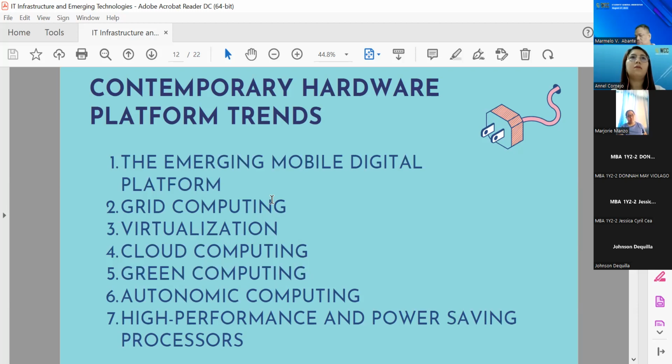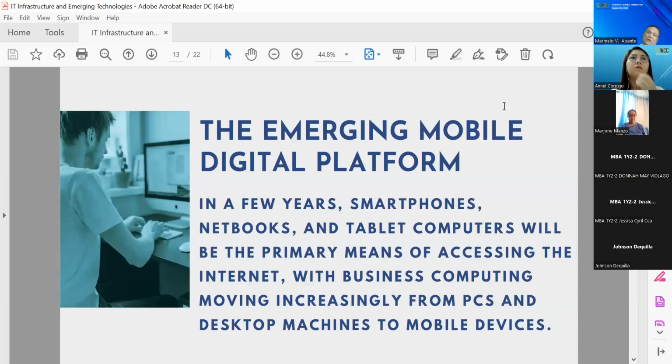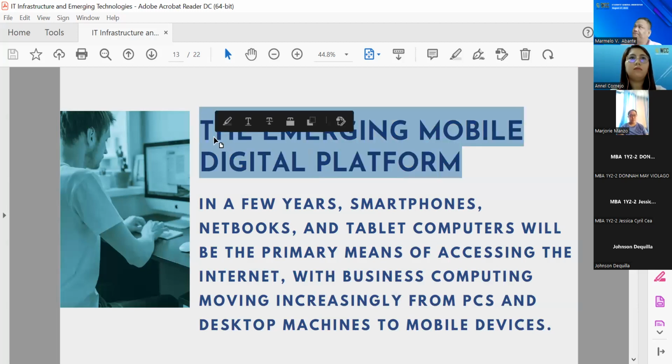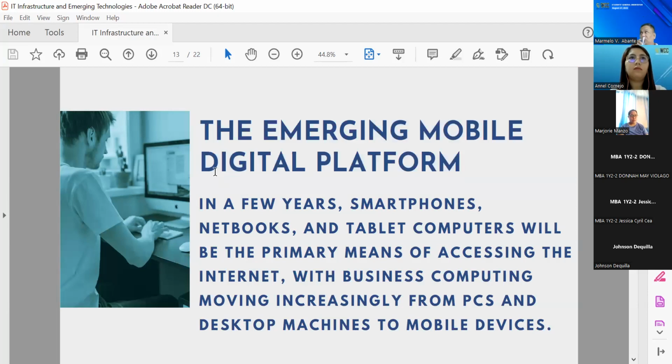So isa-isahin ulit natin. We have the emerging mobile digital platform. This is very much true to us. In a few years, smartphones, netbooks, and tablet computers will be the primary means of accessing the internet, with business computing moving increasingly from PCs and desktop machines to our mobile devices.